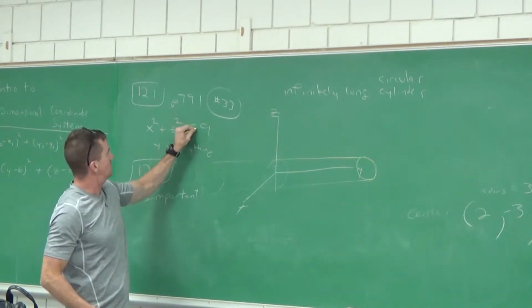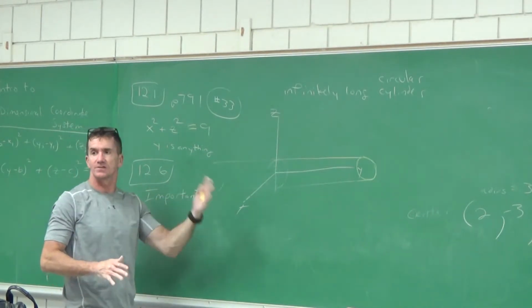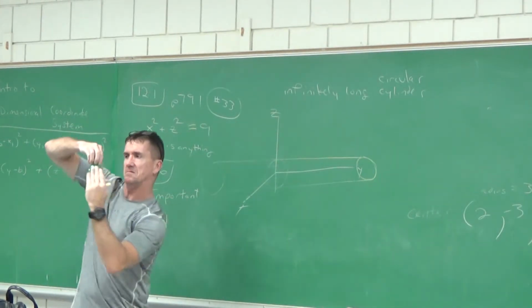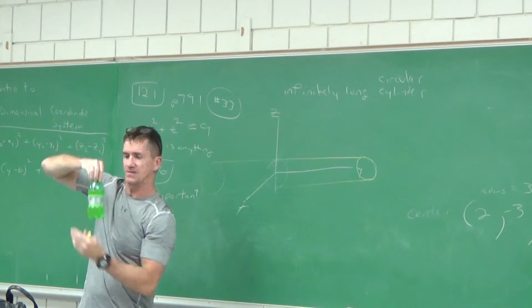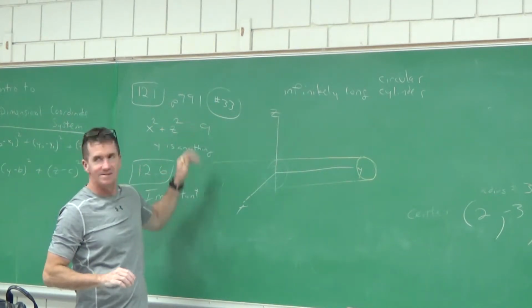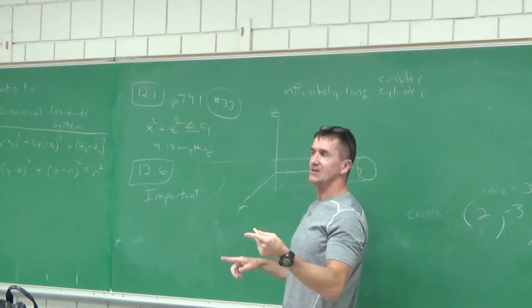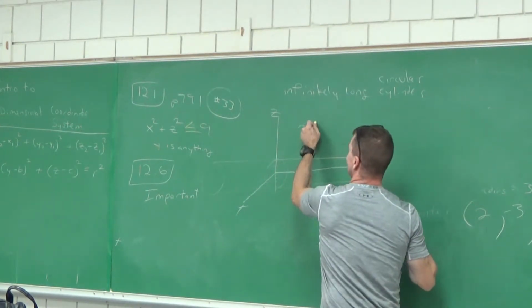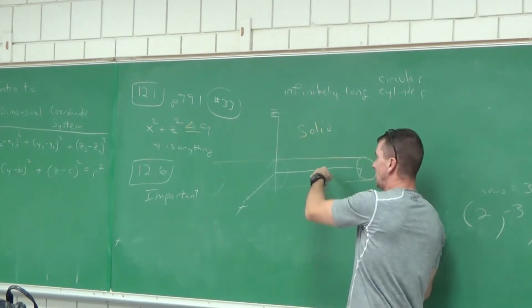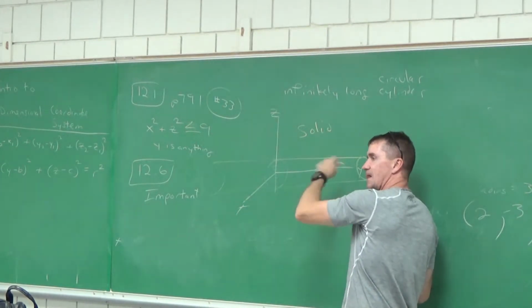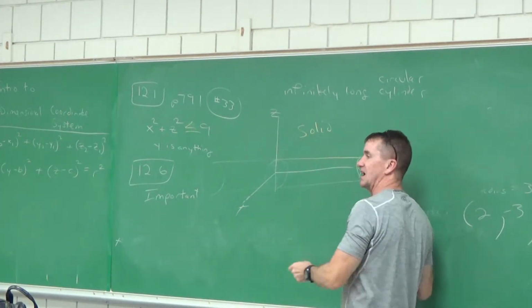If this was an equal sign, we're just talking about the surface. Just this part, the surface. Well, what was here? And I just heard the word less than or equal to. She said the word solid. So I would have to take this cylinder and fill what? All the points inside it.